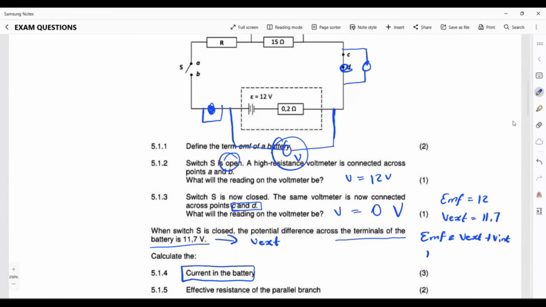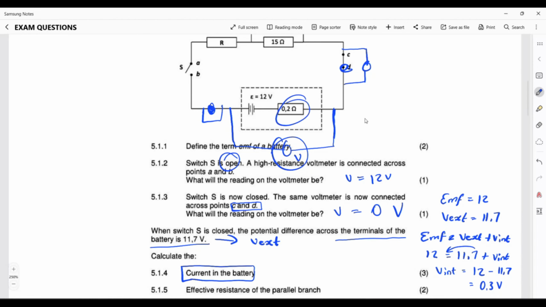All right, so our EMF in this case is 12, and our V external is 11.7. What we can get is V internal. When you take this to the other side, it's going to subtract. So V internal is equal to 12 minus 11.7, which gives 0.3 volts. This 0.3 volts is your internal voltage, and you also have the internal resistance.